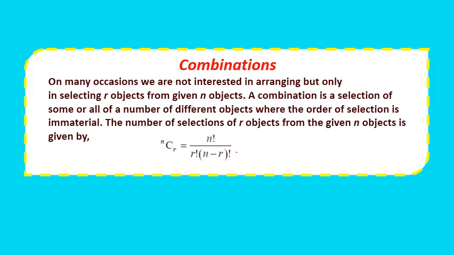So combination is a selection of some or all of a number of different objects where the order of the selection is immaterial, that is, the order does not matter. So the selection of r objects from the given n objects, when the order does not matter, is given by nCr, that is combination of r objects out of n objects, and this is equal to factorial n upon factorial r into factorial n minus r. So simply putting the value of n and r and using the properties of factorial, we can find the different combinations. Clear? So pause and note down the definition.